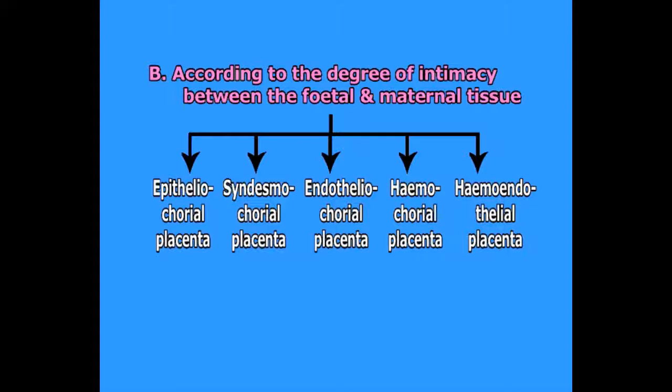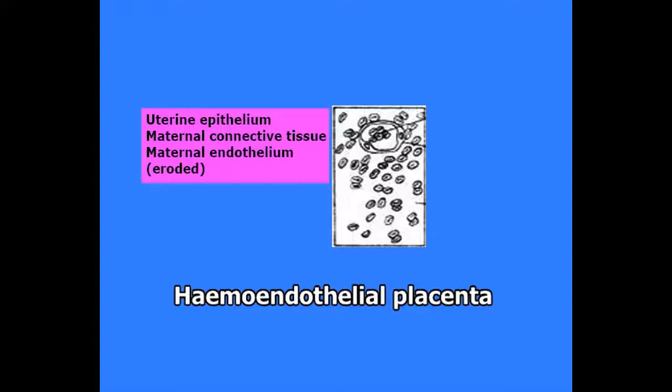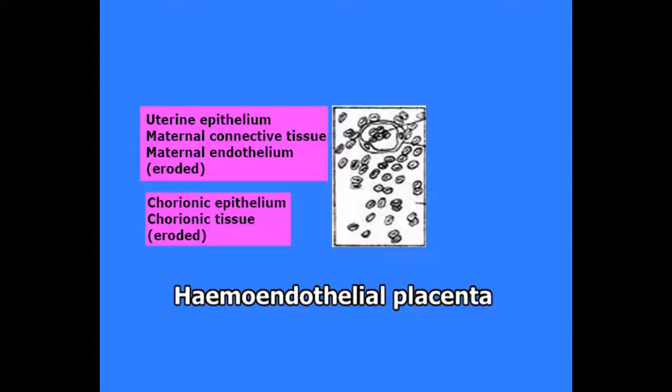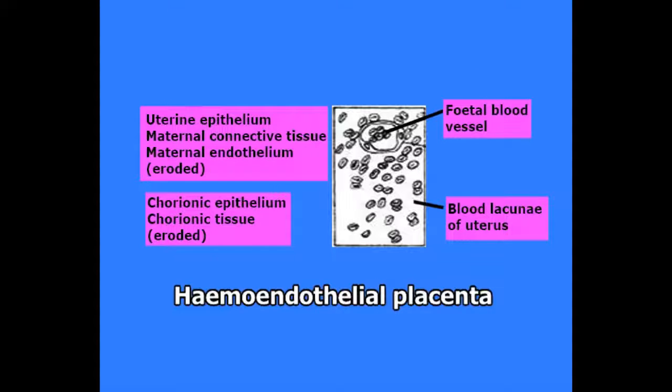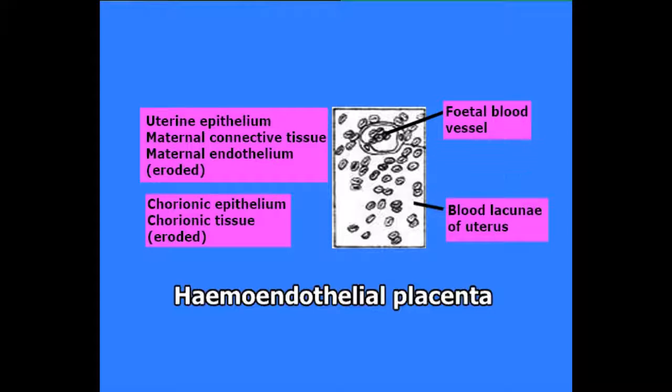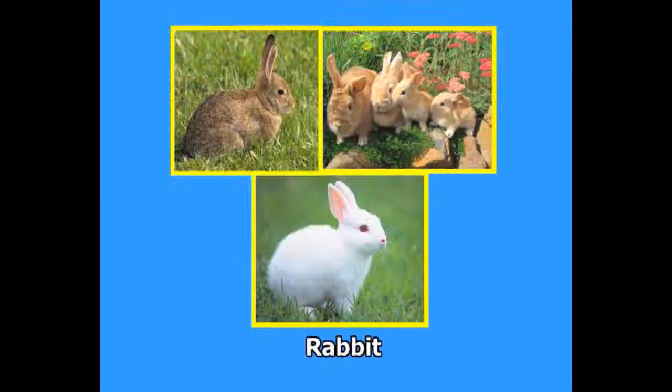Hemoendothelial placenta. In this type of placenta, all the 3 maternal tissues and 2 fetal tissues, that is chorionic epithelium and chorionic tissue, are completely eroded. The fetal blood vessels dip into blood lacunae of the uterus. The number of barriers between the maternal and fetal blood streams, therefore, is reduced to just 1. Example is provided by higher rodents and rabbit.